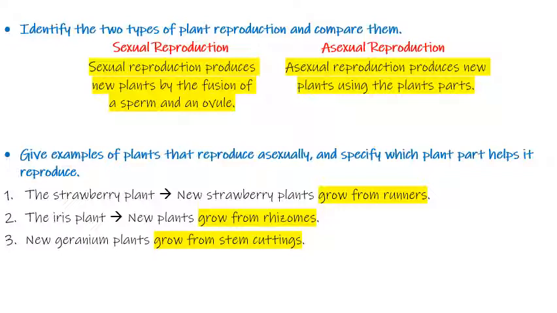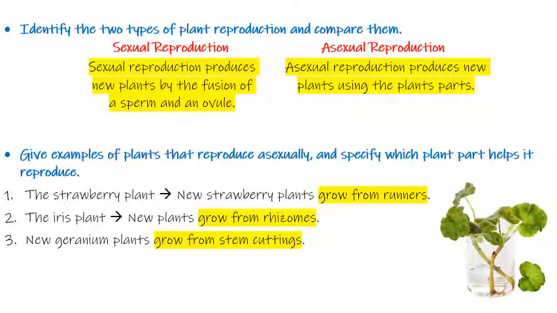New geranium plants grow from stem cuttings. Like we took the example of the mint plant. We cut off a piece of the stem with some leaves. We place them in the soil or in water. This cutting will grow into a new plant. This is the geranium plant.